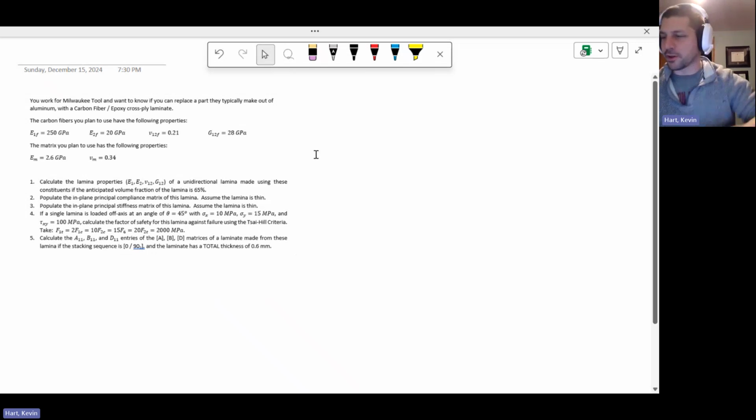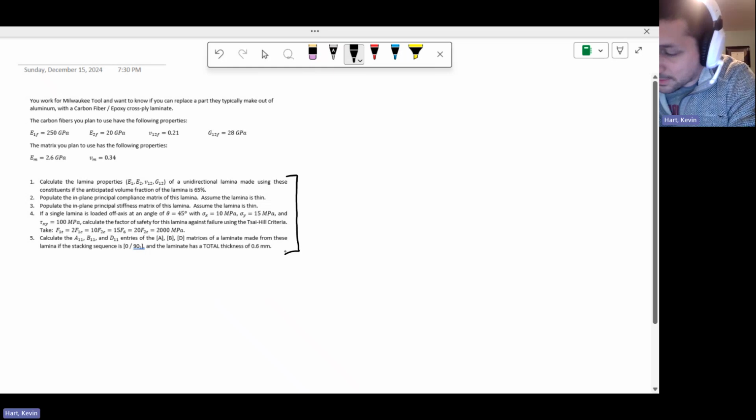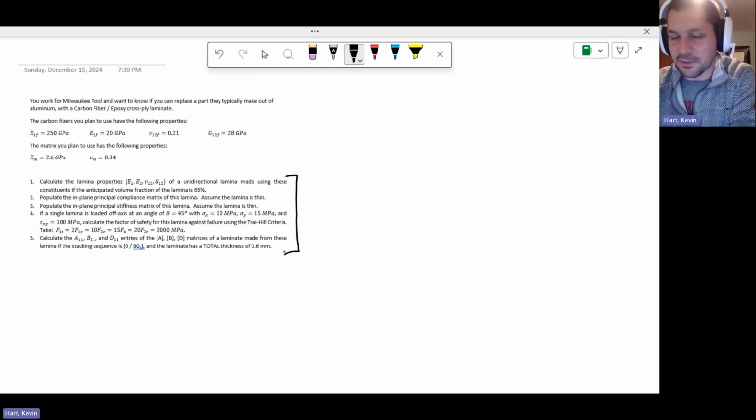You work for a walking tool company and want to know if you can replace a part typically made out of aluminum with carbon fiber epoxy. Your exam's going to look like this. I'm not going to sugarcoat it. This is what it is. You're going to get material properties for epoxy and some fiber, and I'm going to ask you to step through the entire process. Calculate lamina properties, calculate stiffness matrices, compliance matrices, do some calculations related to failure strength, do some calculations related to lamina and laminate properties. Okay? So you have to be able to do this. That's this whole class, starting from constituents going all the way up to a laminate. So let's talk about this.